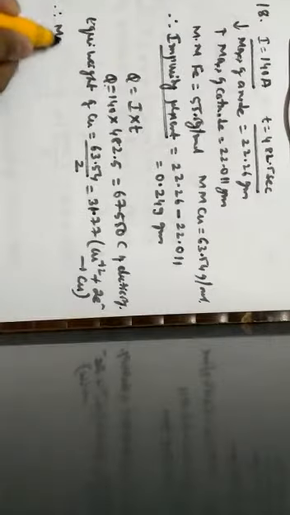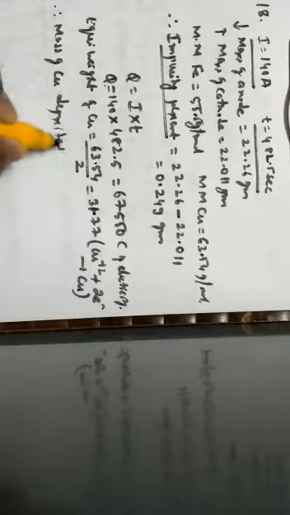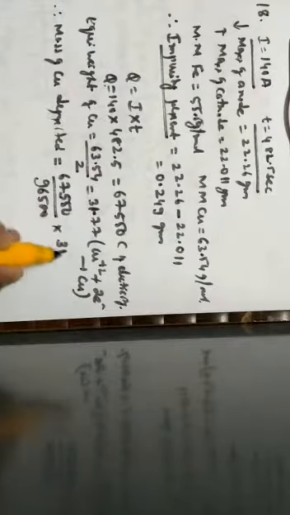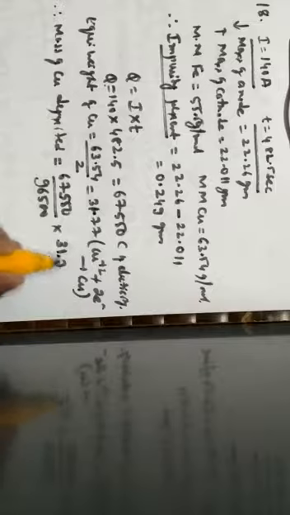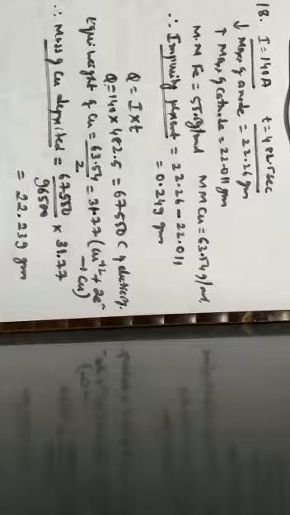Therefore, I can calculate the mass of copper. The mass of copper deposited is equal to 67,550 coulombs of electricity divided by 1 faraday, that is 96,500, into the equivalent mass, which is 31.77. By this I can calculate 22.239 grams as the mass of copper deposited.